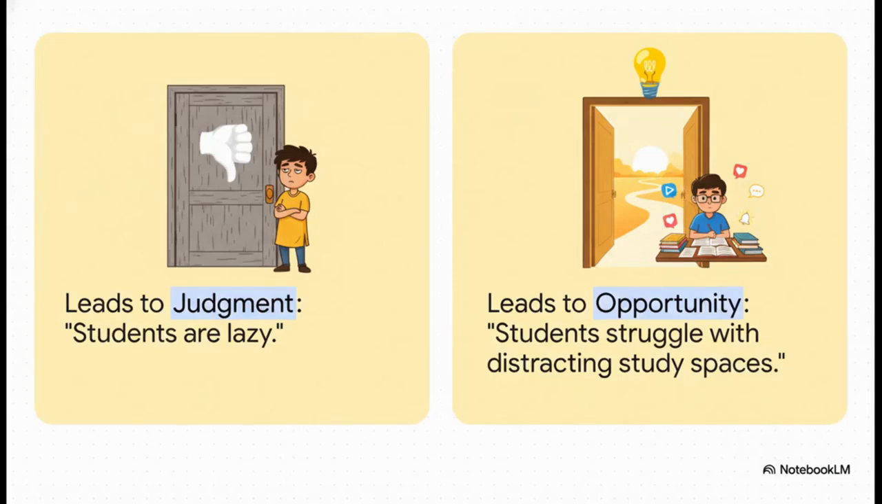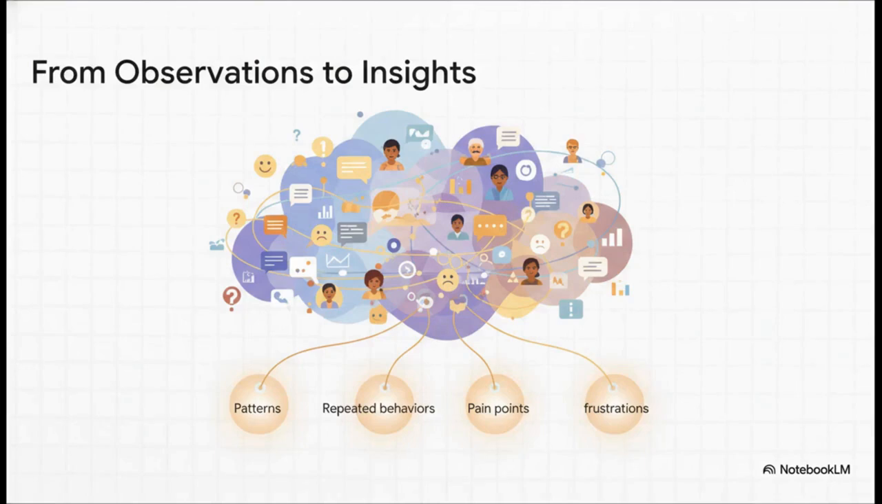Okay, check this out. This is a perfect example of what I'm talking about. On the left, you've got "students are lazy." I mean, where do you go from there? It's a total dead end. It's just a judgment, not a problem you can actually design a solution for. But look at the right. "Students struggle to manage time because study spaces are distracting." Boom. All of a sudden, you have a real design opportunity. You have context, you have a clear path forward. It changes everything.